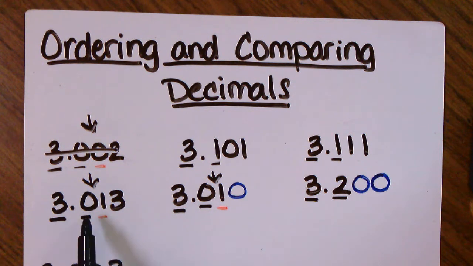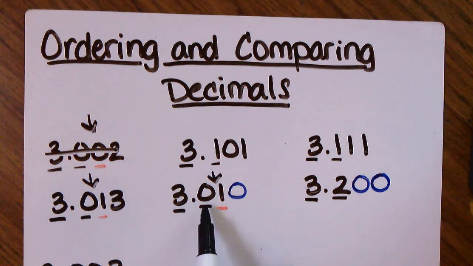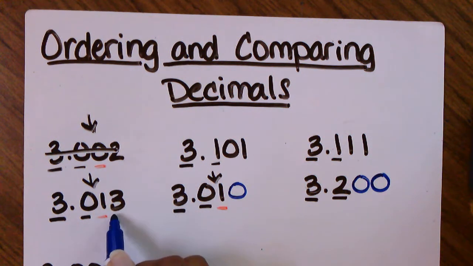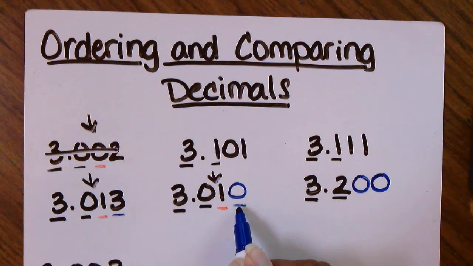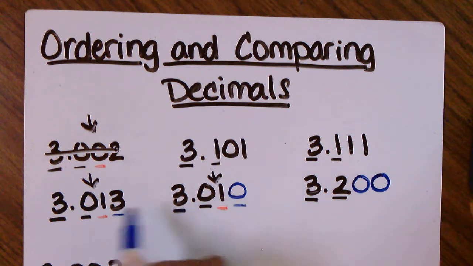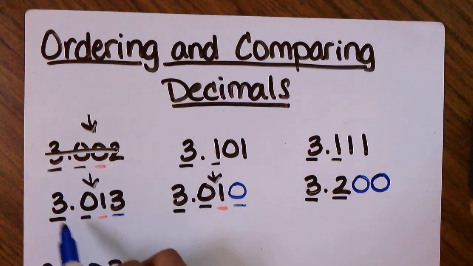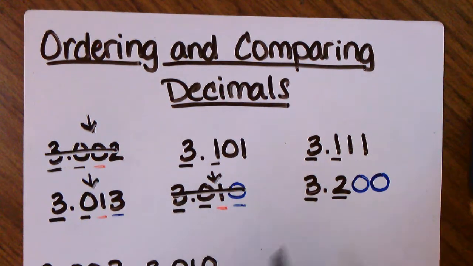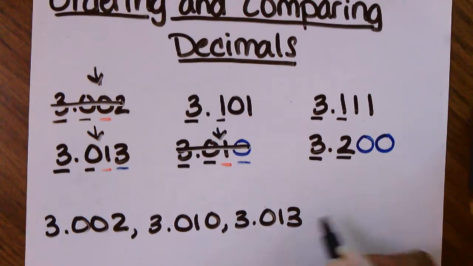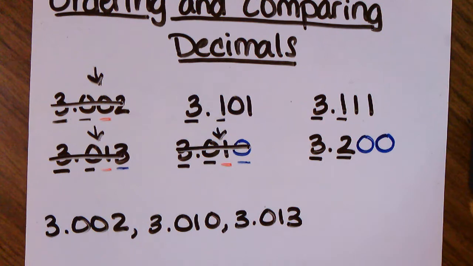All right. Now looking at these 2 numbers, which one is smaller? We had a 3, a 0, and a 1. A 3, a 0, and a 1. So those are the same so far. Now let's look at our last digit. We have a 3 as our last digit here and a 0 as our last digit here. 0 is less than 3, so this number, 3.010, is less than this number, 3.013. So our next smallest number would be 3.010, and then we would have 3.013.